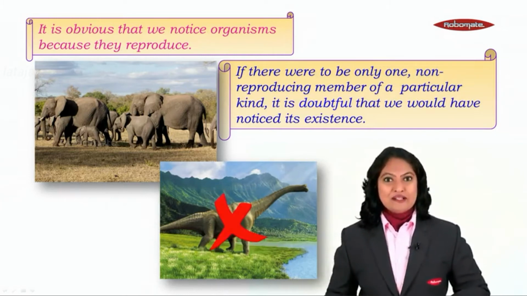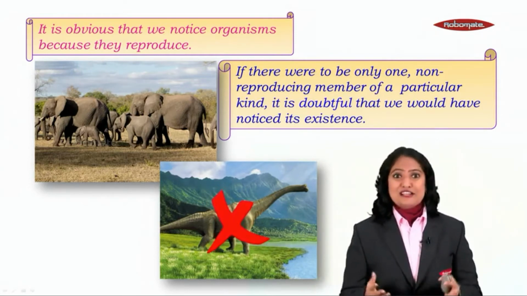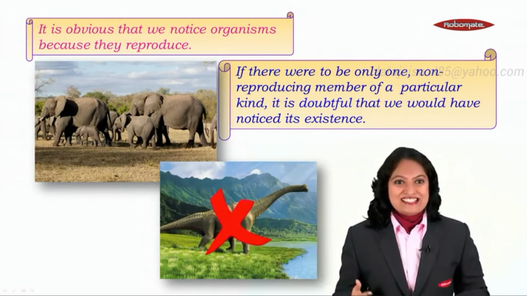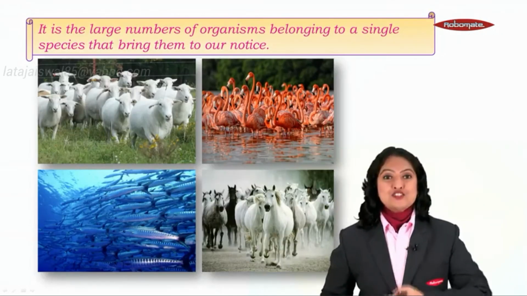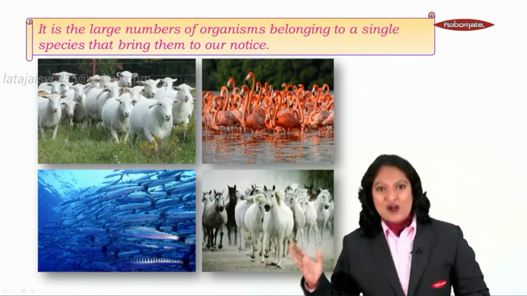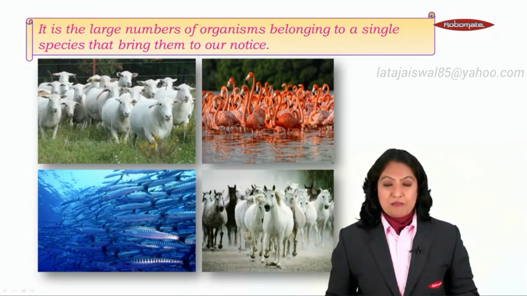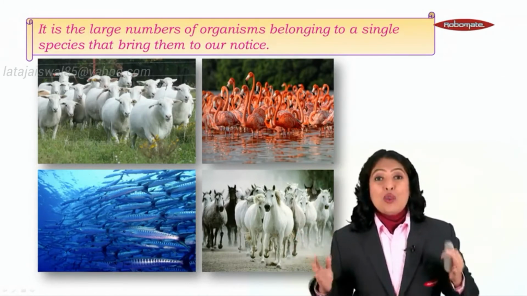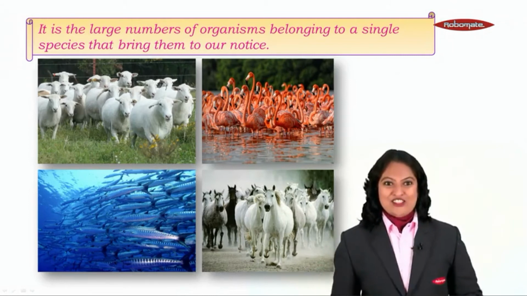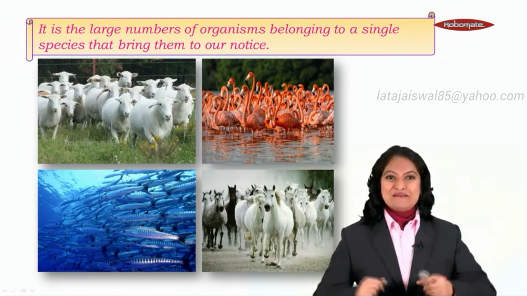Another classic example, dinosaurs. Why don't we see them today? Because they could not reproduce and increase their numbers. Now, it is the large number of organisms belonging to a single species that bring them to our notice. Organisms, because they are present in large numbers, we feel their existence on this earth. We notice them in our surroundings. We see them around each other in our day-to-day lives.